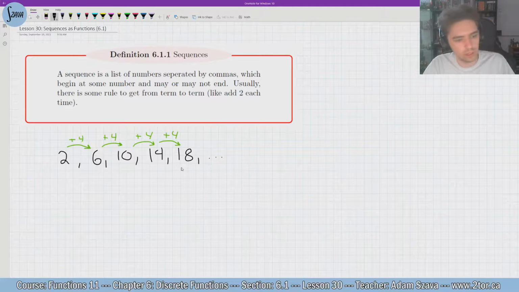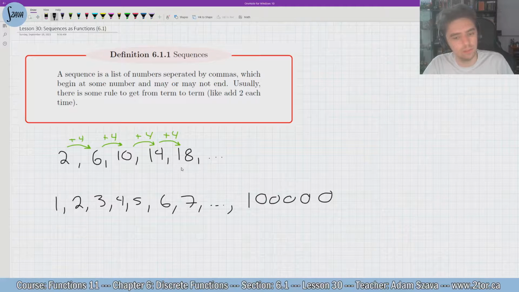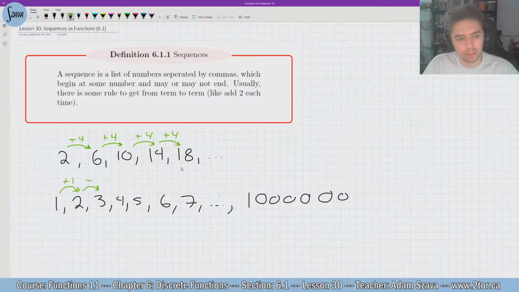Let's take a look at some more examples. Just counting the numbers 1, 2, 3, 4, 5, 6, 7, ... up to some huge number, 100,000. Or you know what? I'll add another 2 zeros and make it a million. This is a sequence that does have an end. It's still a sequence because it's a list of numbers separated by commas, and there is a rule to get from term to term. It's just add 1 each time. So you're literally just listing the numbers.